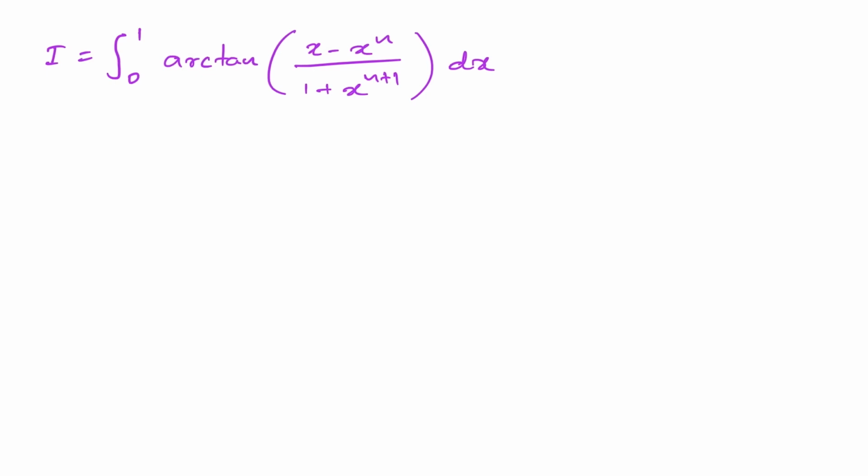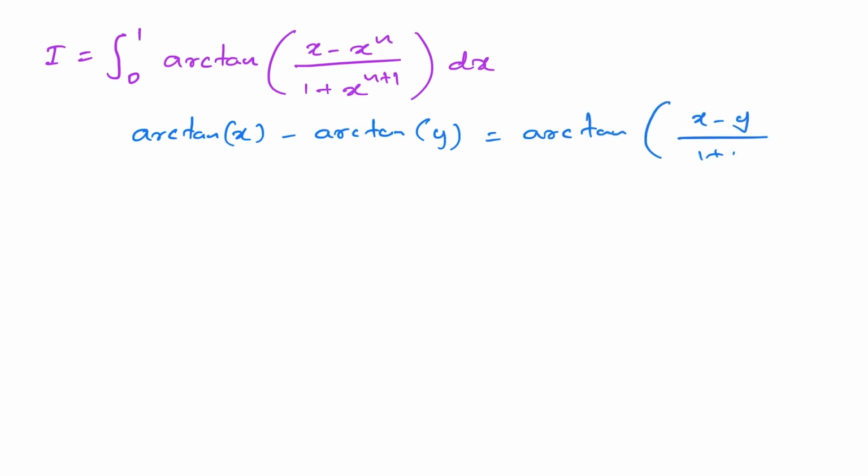Okay, here in this video we have an interesting integral from 0 to 1 of arctan of (x minus x to the n) over (1 plus x to the n plus 1) dx. At first glance, we know we can use the arctan formula. We know arctan of x minus arctan of y is equal to arctan of (x minus y) over (1 plus xy). So let's write our integral.